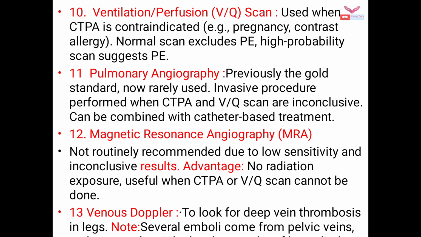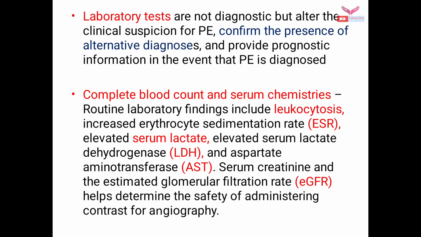Then magnetic resonance angiography, not routinely recommended due to its low sensitivity and usually the results are inconclusive. Advantage is that there is no radiation exposure. It is useful when CTPA or VQ scan cannot be done. Venous Doppler can be done to look for deep vein thrombosis, but we know that several small emboli from the pelvic veins or other veins can come which cannot be detected by the venous Doppler.